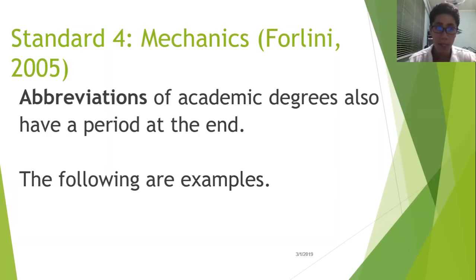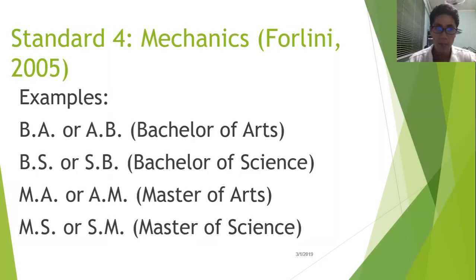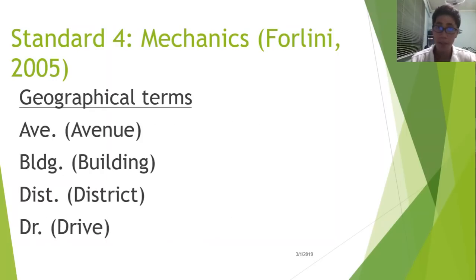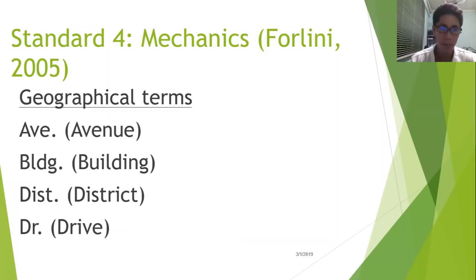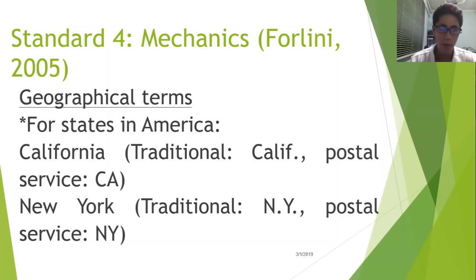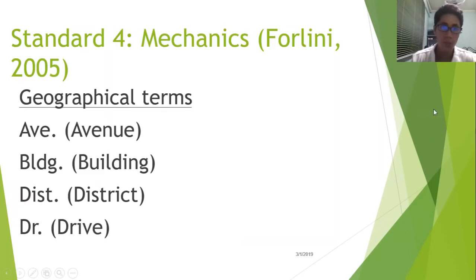Academic degrees can also be abbreviated. BA or AB, Bachelor of Arts, BS or SB, Bachelor of Science. Geographical terms can also be shortened. The list is extensive. If you want a more exhaustive list, just Google them. They can be found on any part of the internet nowadays, but please be careful when scouting for sources. If you really want something reliable, use the source material, the hard copy that I'm using, which is Forlini 2005.